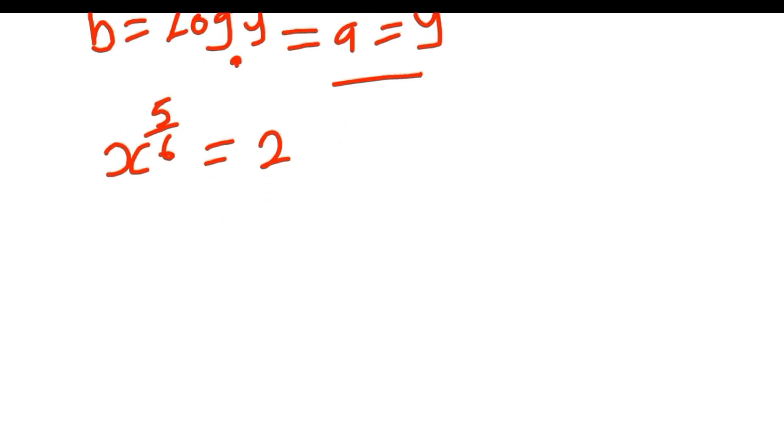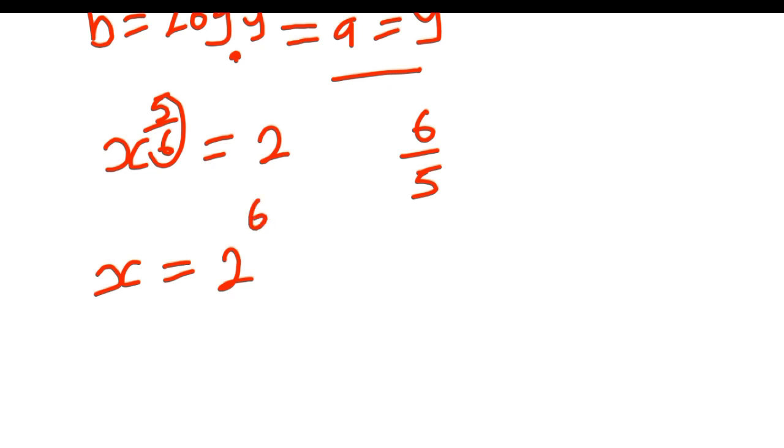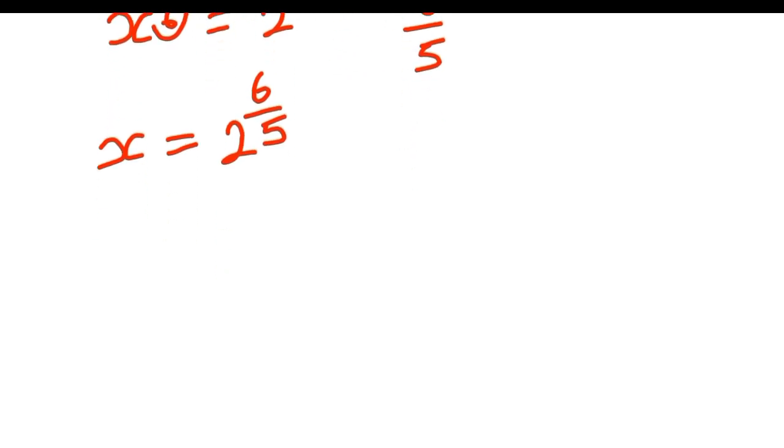Now, we should solve for x. So to solve for x, we are going to try getting rid of this power 5 all over 6. So how do we get rid of it? We are going to raise both sides by the power of 6 all over 5. So it's going to cancel this 5 all over 6 to give us just 1. So when we do that, we'll be left with x is equal to 2 raised to the power of 6 all over 5. So finally, our final answer is that x is equal to 2 raised to the power of 6 all over 5.